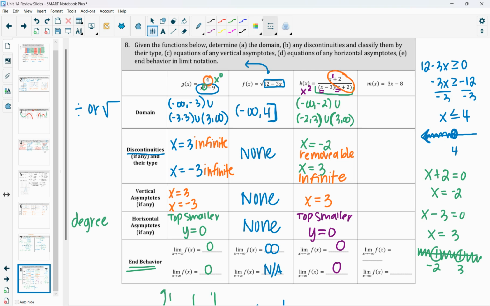Then our final one here is just a linear function. And so this is going to have a full domain. It doesn't have any issues because it doesn't have division or a square root, right? It just looks like this. So there's going to be no discontinuities, and there's going to be no asymptotes of any kind, vertical or horizontal. So then we just got to think of the end behavior. So on the left side, this is going down. So this is going to -infinity. And then on the right side, it's going up. So that's going to positive infinity.